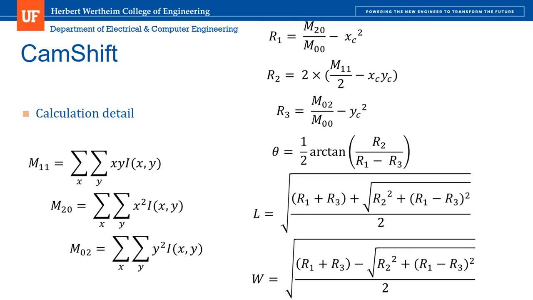In addition to the zeroth and first moments, we need to calculate the second moments in this step for x and y. They're m11, m20, m02, and based on them, we can get three parameters r1, r2, and r3. Then using these three parameters, we can calculate the orientation theta of the major axis and the scale of the distribution L and W by finding an equivalent rectangle that has the same moment. Then the search window will automatically track and adjust the tracking object.